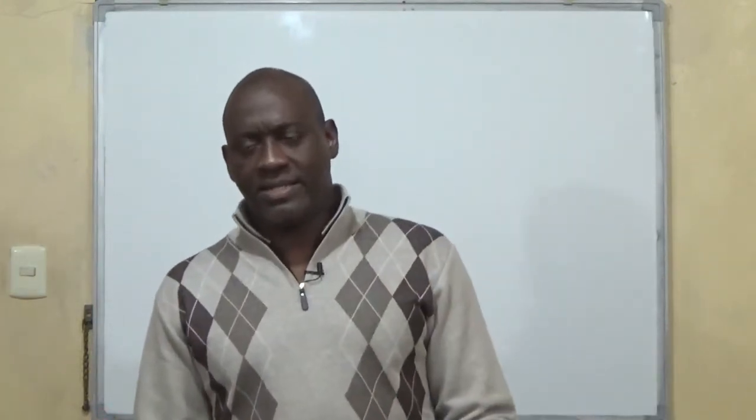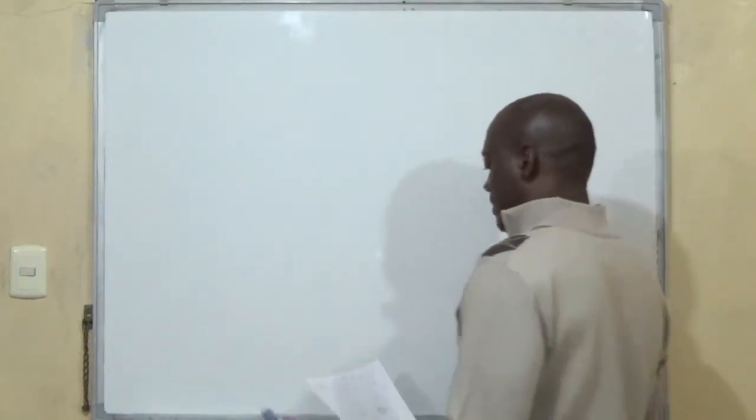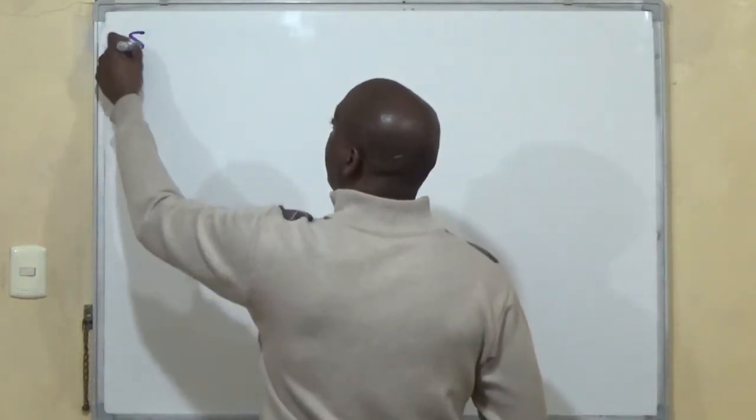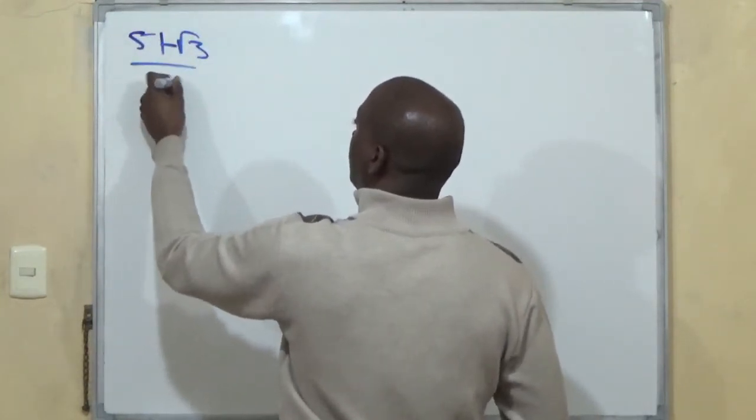Because discussing the topic in class is one thing, looking at a video is one thing, but then when you have to deal with the problem, that's another thing. So in my discussions here, I try to make the scenarios as interesting as possible. So let us say we have, for example, 5 plus root 3 over root 2.